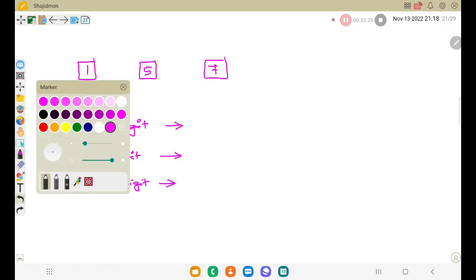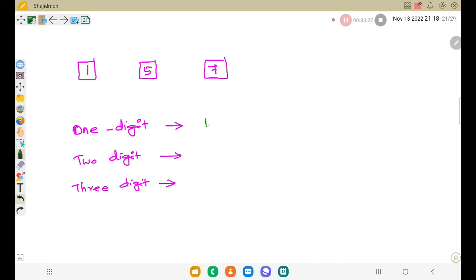So one digit means what are the numbers I can form? 1, 5 and 7, correct? 3 numbers I can form. Now 2 digit, what are the options? You can choose 1, 5, correct? 1, 7 you can choose, and another one 5, 7 you can choose, correct? Then 7, 5 you can choose. There are many options we are getting, correct?